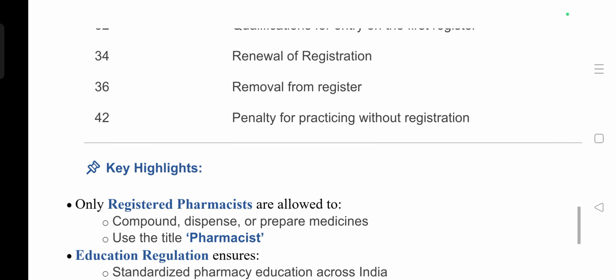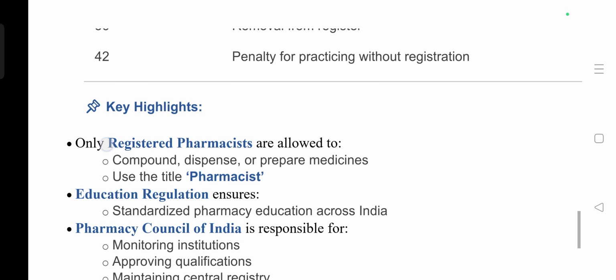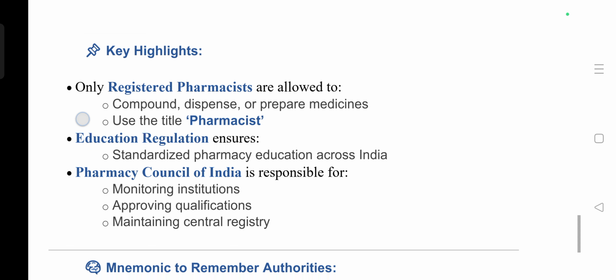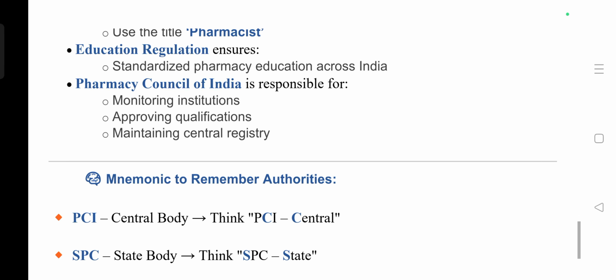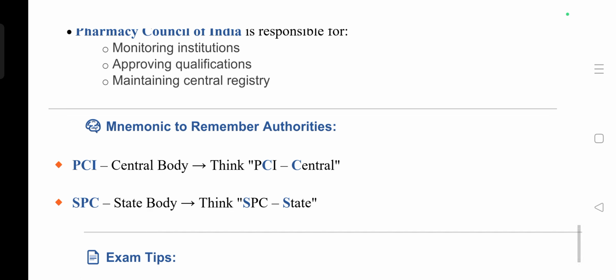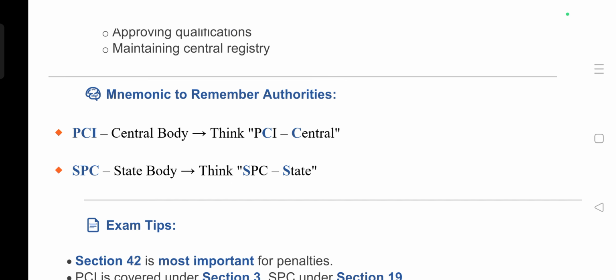The key highlight of the Pharmacy Act is that only a registered pharmacist is allowed to compound, dispense, and prepare medicine, and use the title pharmacist. Education regulation is under Section 10. We have studied previously that the Pharmacy Council of India is responsible for monitoring institutions, approving qualifications, and maintaining the central register. The mnemonic to remember: PCI is the central body, the C means central; SPC is the state council, the S means state.